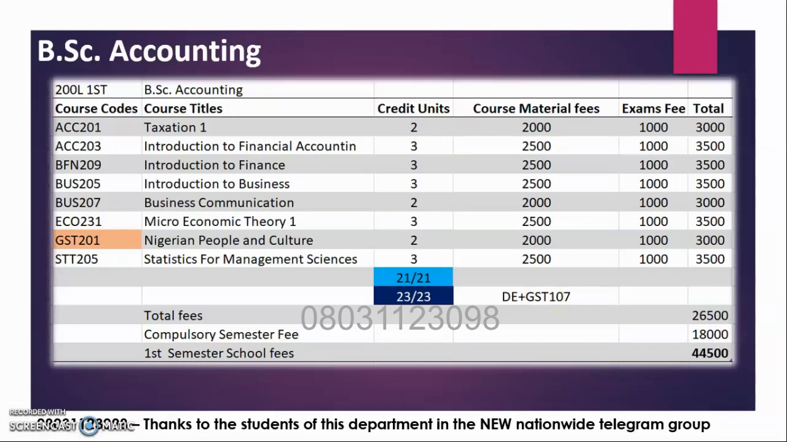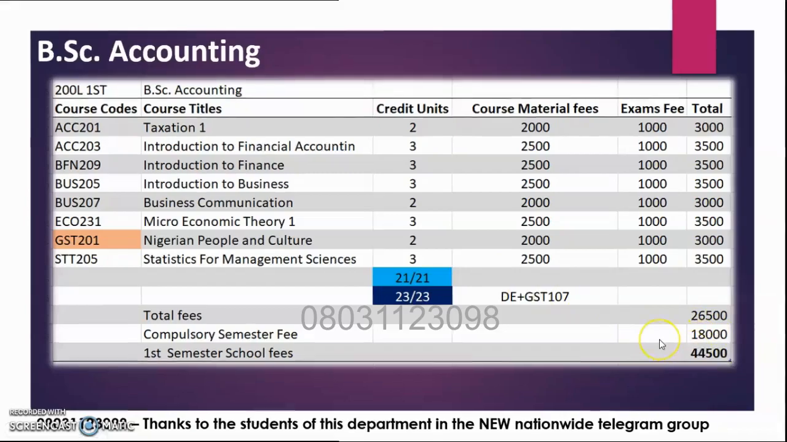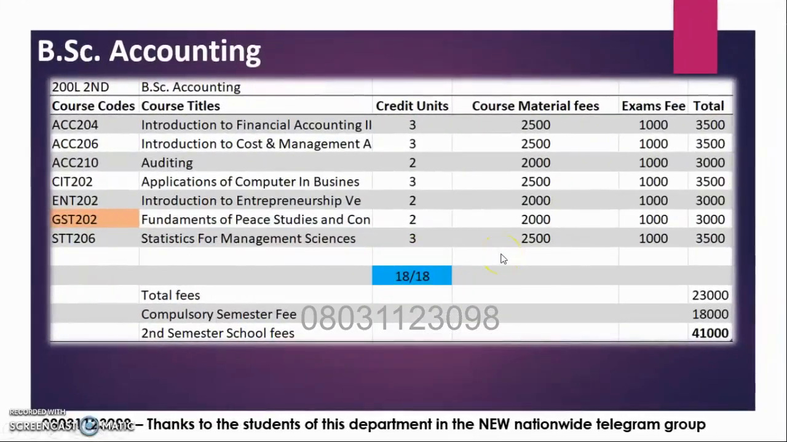You pick 107 from 100 level, add it here, because your own is 23, while those who started from 100 level will be 21. That's all. You take them and move on. Your fee is 44,500. Then you have 200 level second semester.